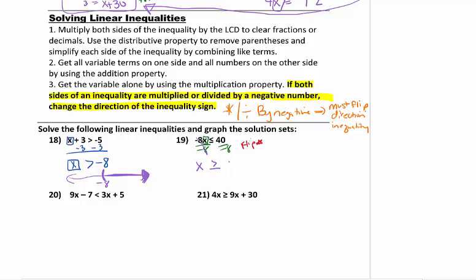40 divided by negative 8 is still going to be a negative number, just as we've done before, and it should give me a negative 5. But if you do not flip the direction of your inequality, it is an incorrect problem. We now look at where our boundary is, which is negative 5. There is an equal to on this problem, so we're going to close, and greater than means shade to the right.